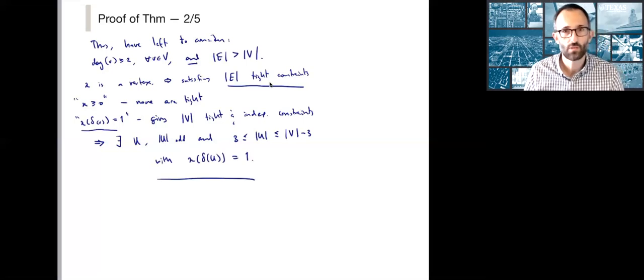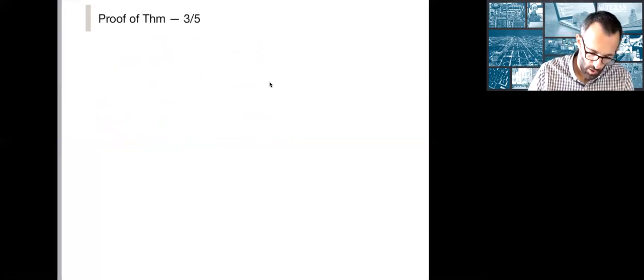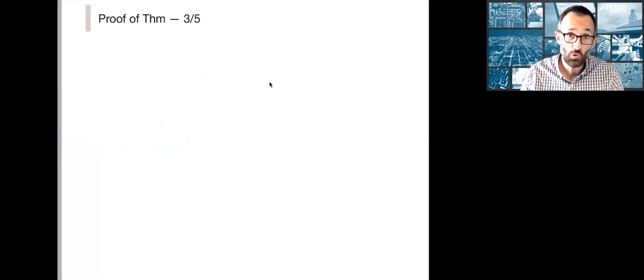Okay, so this is what we know so far. And we're going to rely on this odd cycle that we have found. Okay, so now we're going to make 2 new graphs.